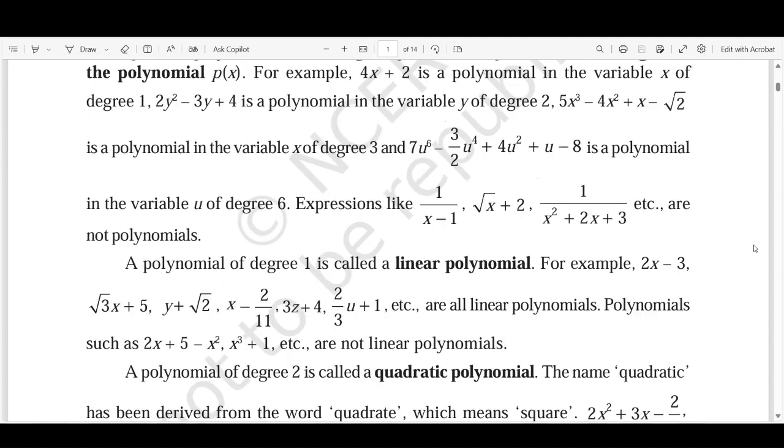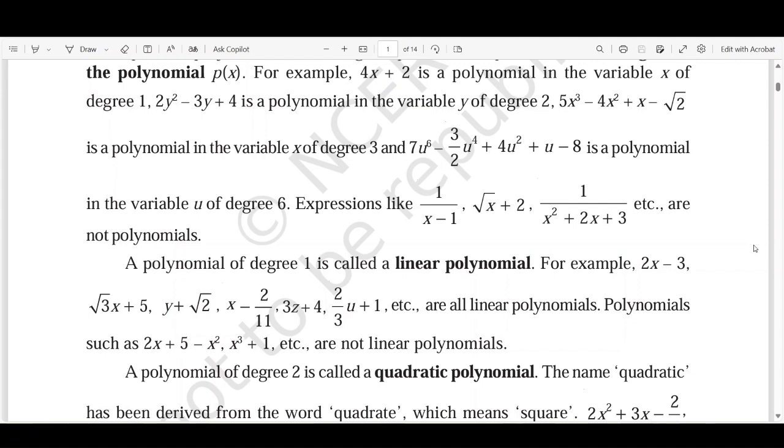As I said earlier, the expression 1 by x minus 1 got divided by the variable x. Therefore, this is not a polynomial. The next one is root x plus 2. Here we have the power of x to be 1 by 2. But in a polynomial, the power should be a positive integer. Since 1 by 2 is not an integer, this is not considered to be a polynomial.